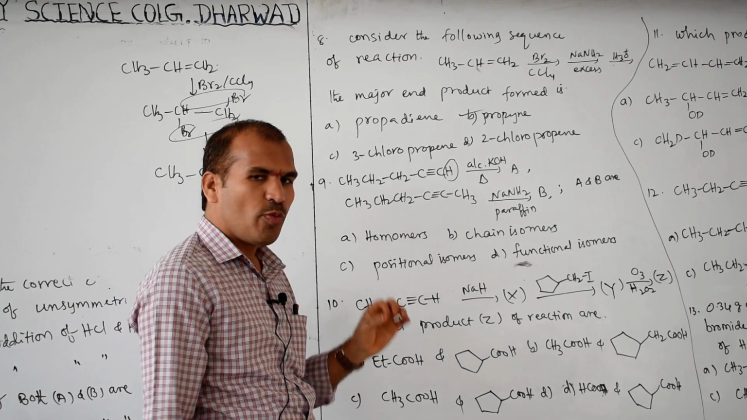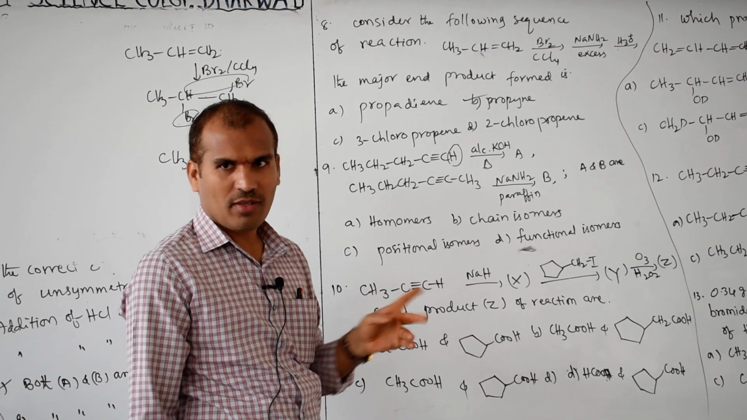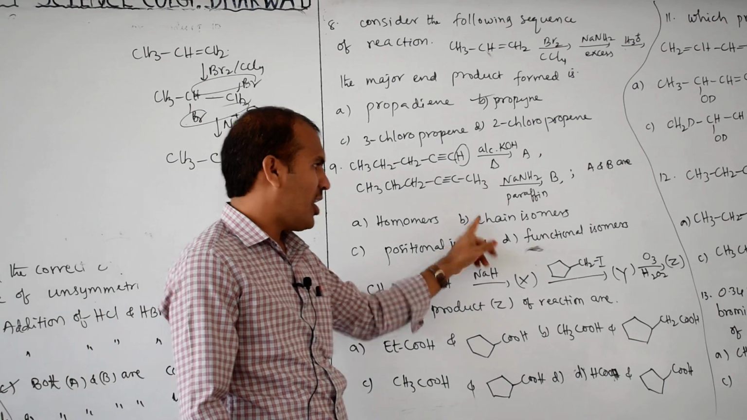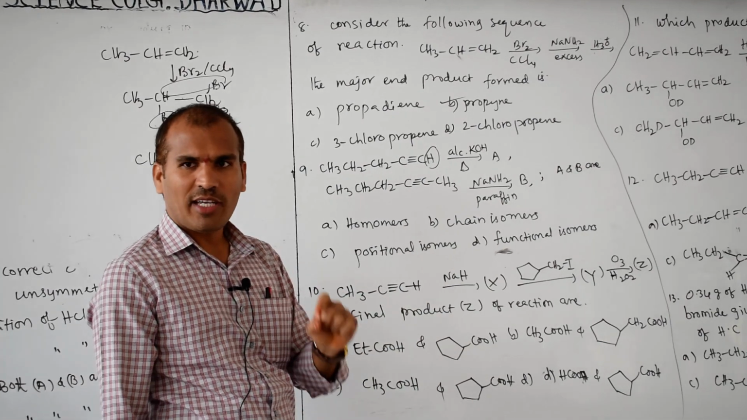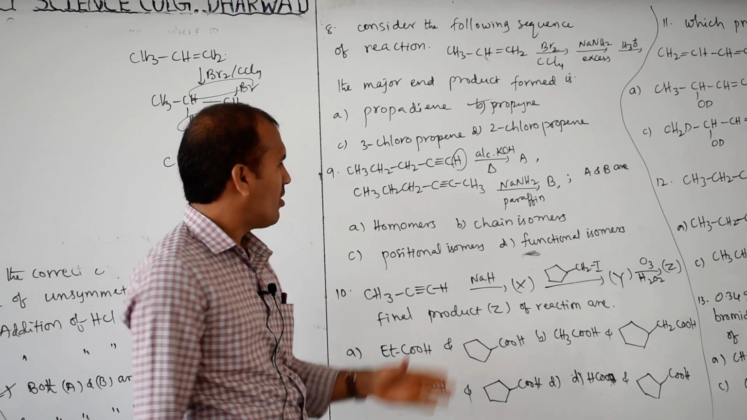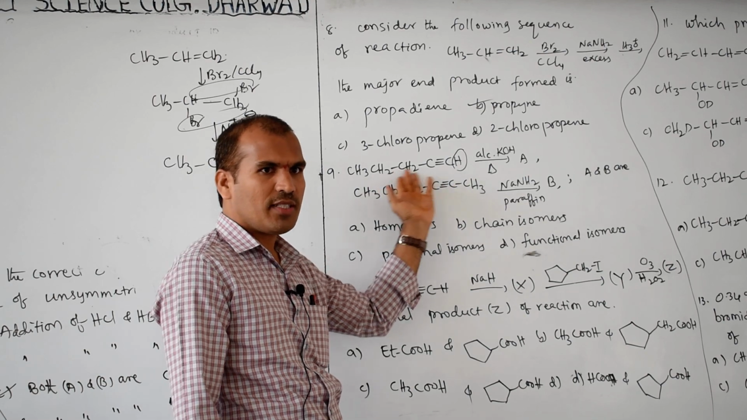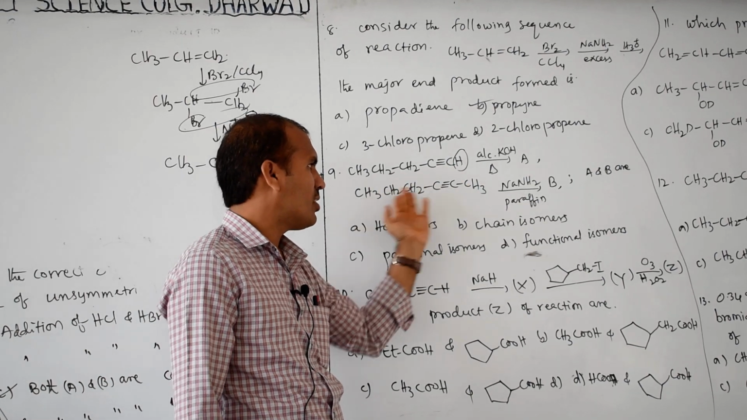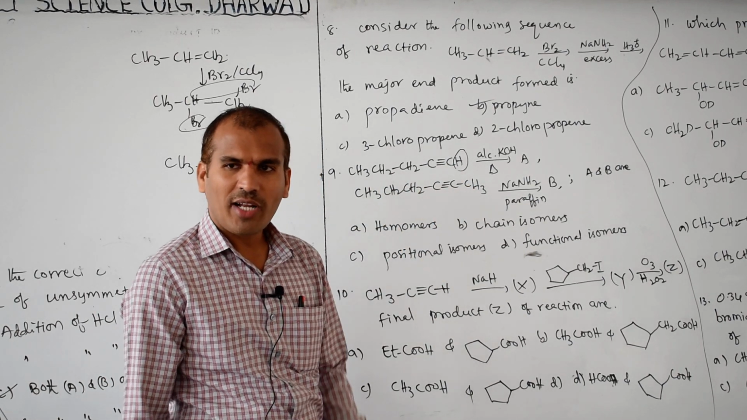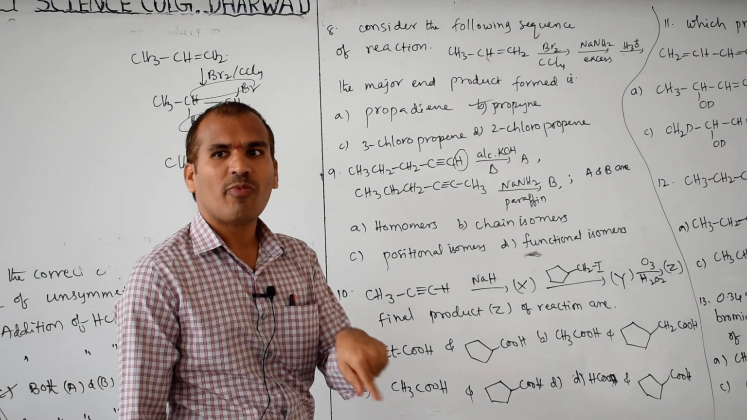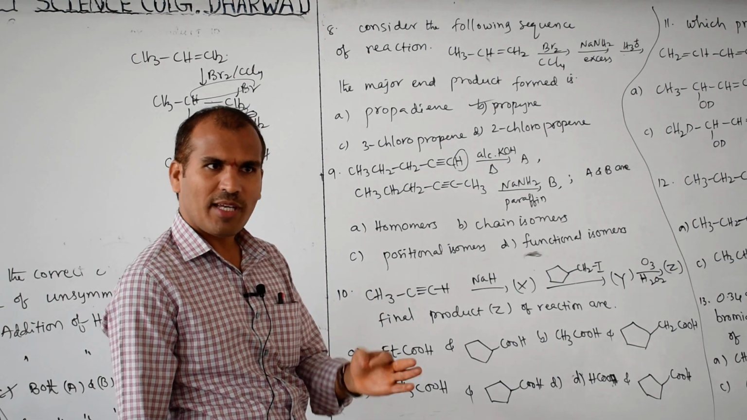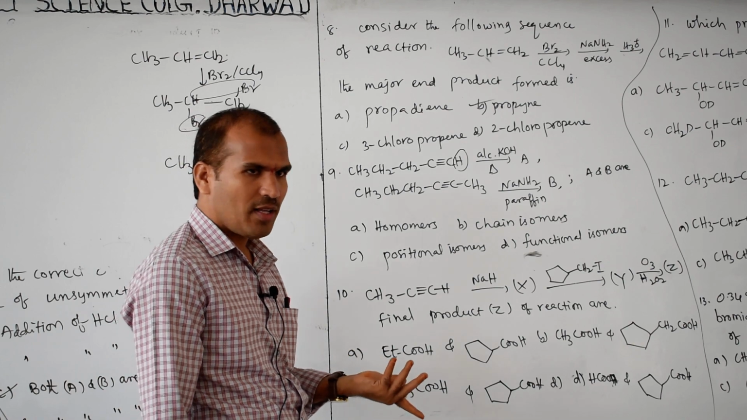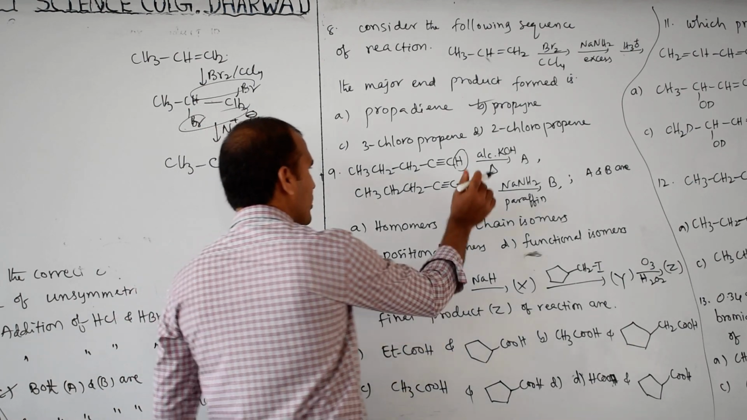Here no option is homomer. Homomer means what? Same. These are not the same. Chain isomers mean what? They have the same molecular formula but differ in the chain. Here how much is this? 5 carbon. This one? 6 carbon. But when is isomerism possible? Same molecular formula means the same number of carbons is required. Not there. That's why I have to change this a little bit.